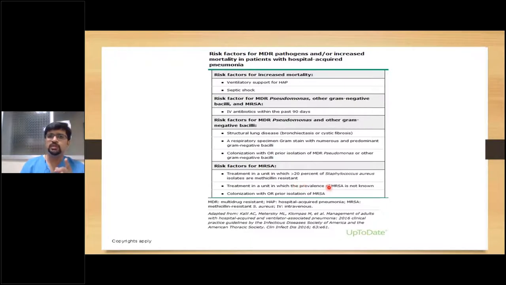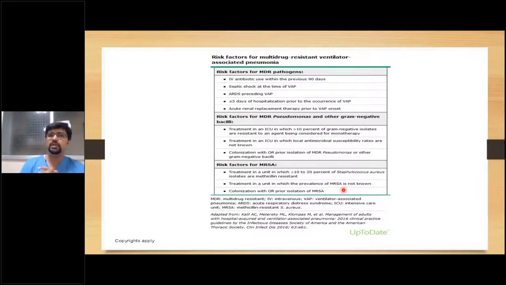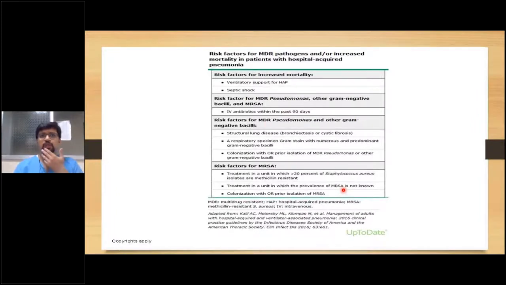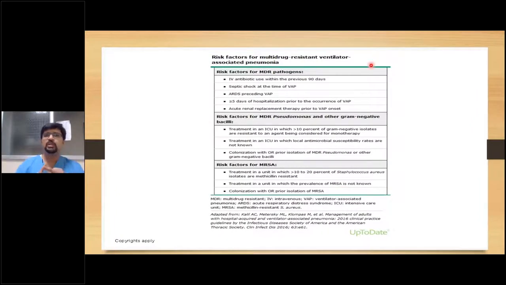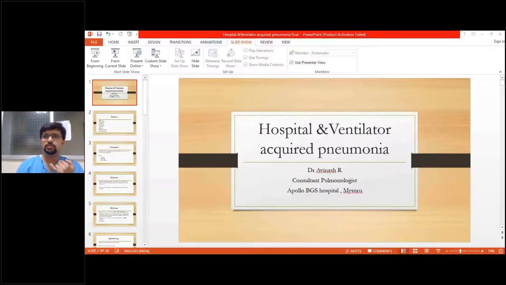So treatment in a unit in which more than 20% of Staph aureus isolated are methicillin resistant, treatment in a unit where the prevalence of MRSA is not known, or colonization and/or prior isolation of MRSA. This becomes very important. Now, risk factors for multidrug-resistant ventilator-associated pneumonia. This is for ventilator-associated pneumonia; the previous one was for hospital-acquired pneumonia. Risk factors for MDR pathogens for VAP: IV antibiotics used within the last 90 days. Septic shock at the time of ventilator-associated pneumonia. ARDS that was preceding VAP.